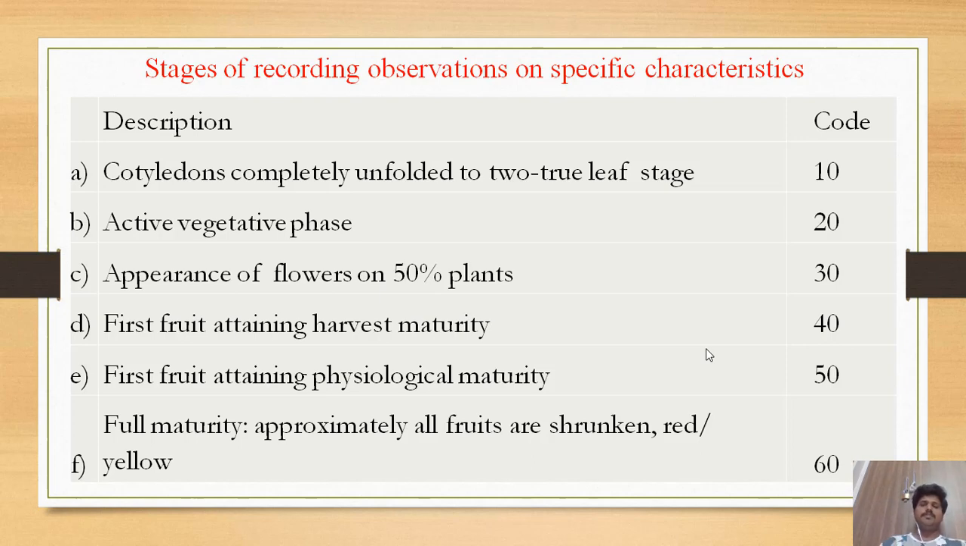You find the difference between these two: harvest maturity and physiological maturity. Harvest maturity is nothing but when we completely harvest it. Physiological maturity is when 60 to 70% of the crop is ready to get harvested. Then full maturity, approximately all the fruits are shrunken, red, and then finally yellow.